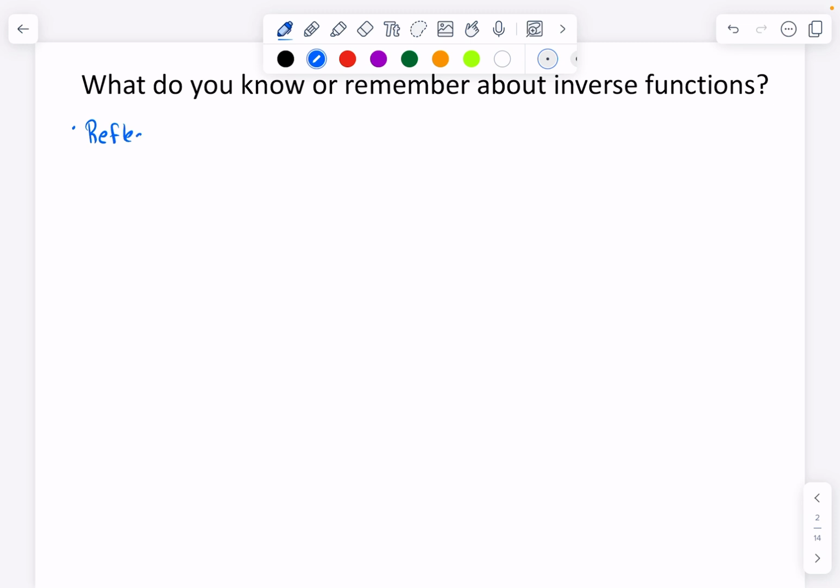Is we reflect across y equals x. Okay, hopefully pretty early on, people tell me we switch x and y, solve for y. Okay, so the notation for inverse.